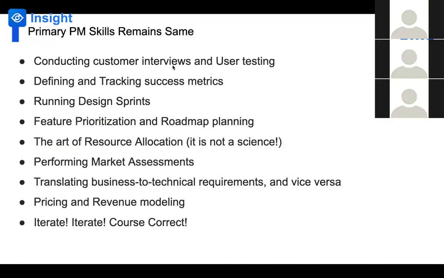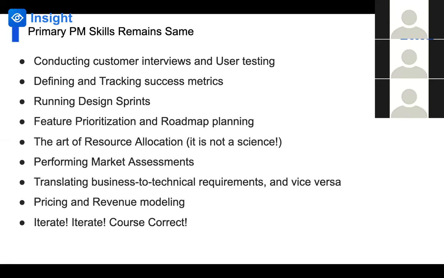If you see, the primary skill set of any PM remains the same, be it AI PM or any other tech product manager. You have to conduct customer interviews, take part in user testing, define and track success metrics. This is very important. You have to define and track success metrics, run design sprints, feature prioritization and roadmap planning, the art of resource allocation. Yes, it's not a science. You have to always figure out creative ways of allocating resources to get things done.